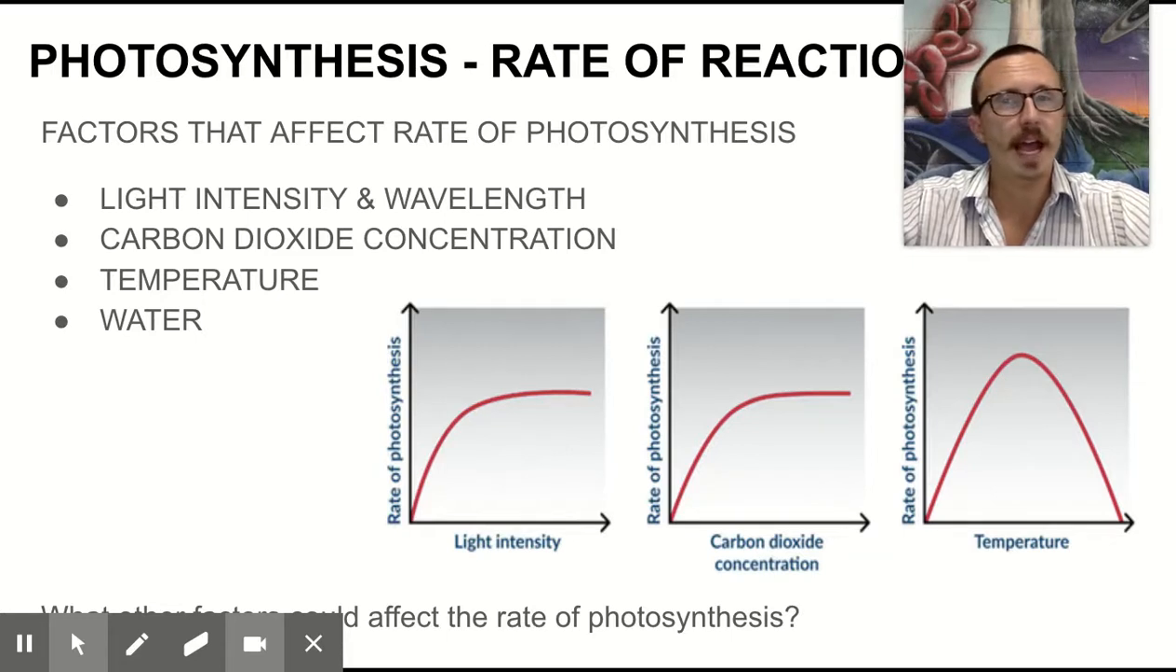Well, that's all I have for the factors that affect the rate of photosynthesis. But I will leave you with one question. What else could affect the rate of photosynthesis? And ultimately, you have to ask yourself, if enzymes and proteins are performing a majority of these functions, what environmental factors could affect enzymes? And if they affect enzymes, they will affect the rate of photosynthesis.